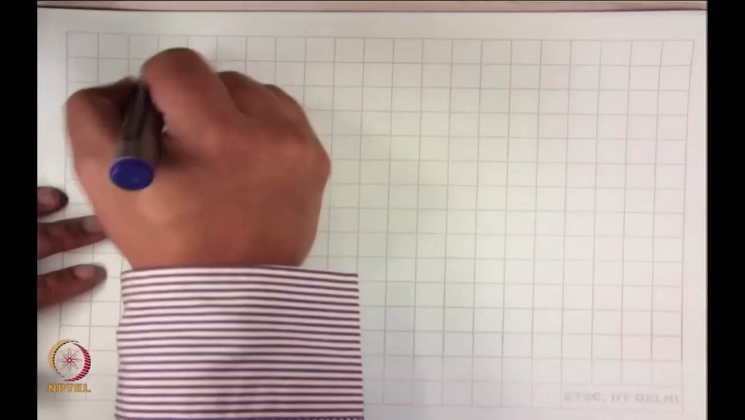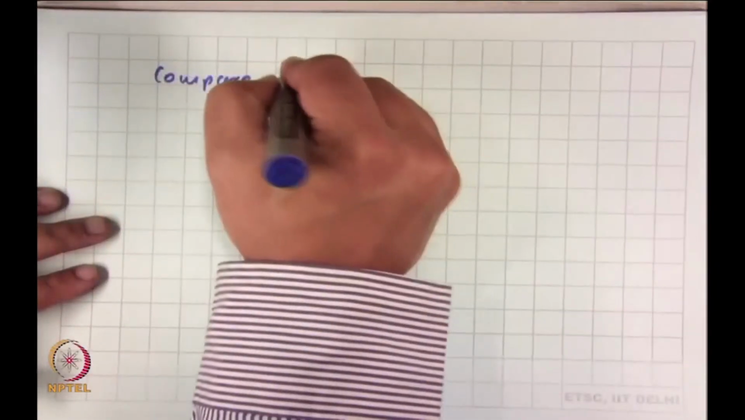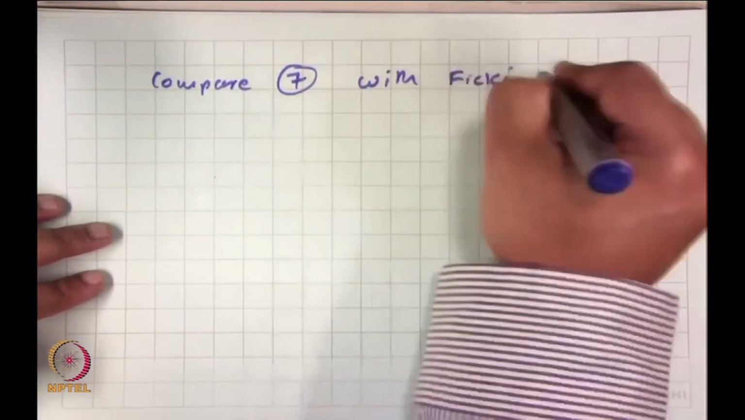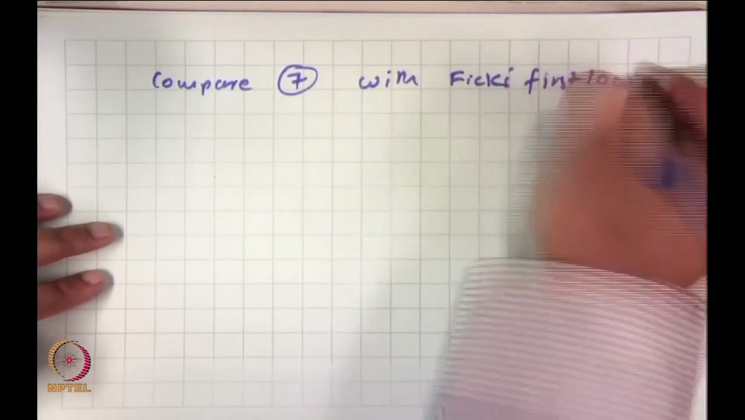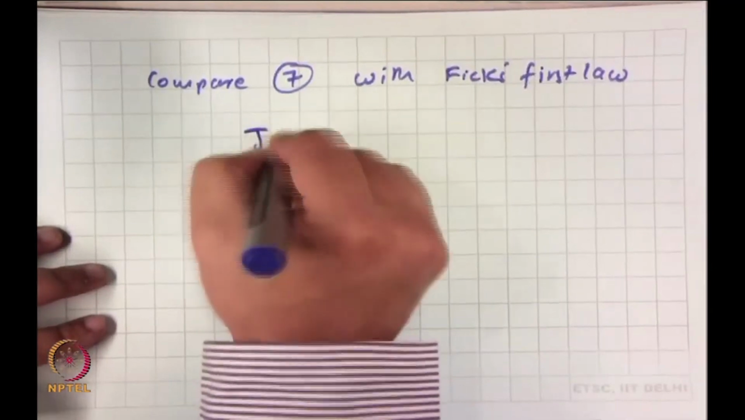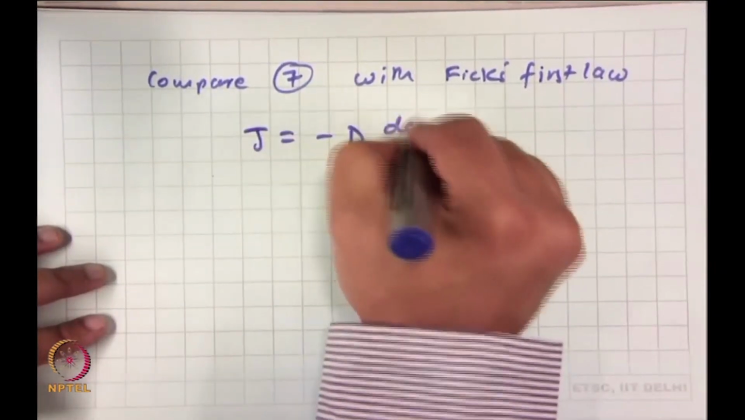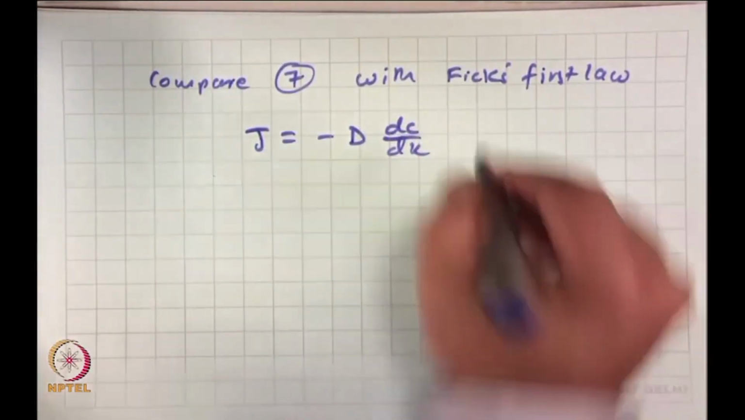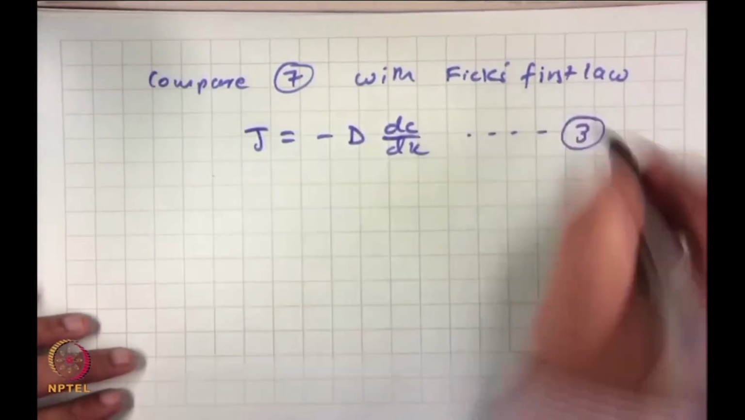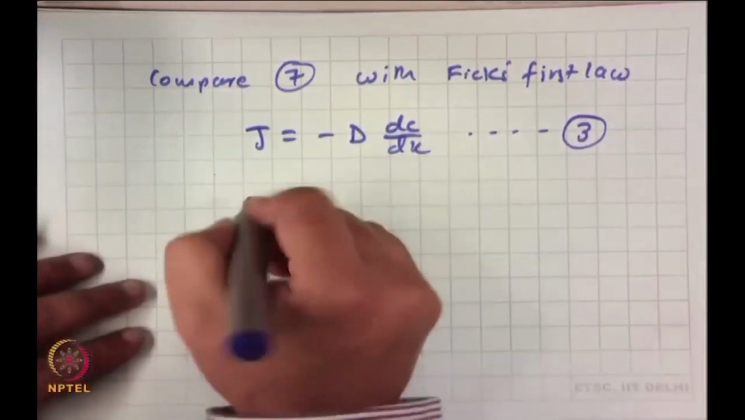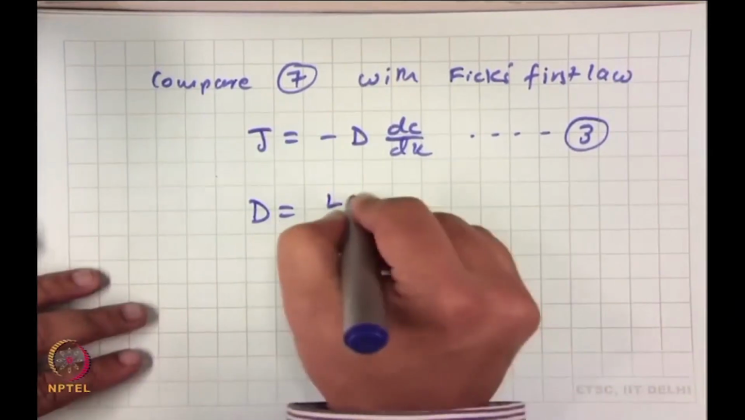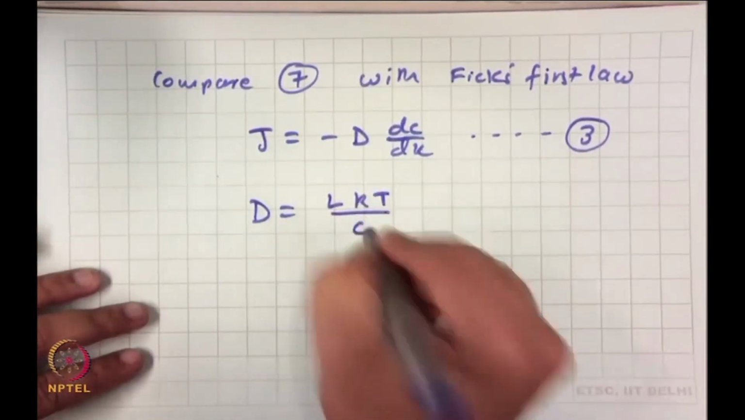Compare this equation 7 with Fick's first law. What was Fick's first law? J was equal to minus D dC over dx. Okay, I forgot what the equation number was. What was it? 3. And if you compare, then what is the value of D? So, then D is equal to L kT by C.